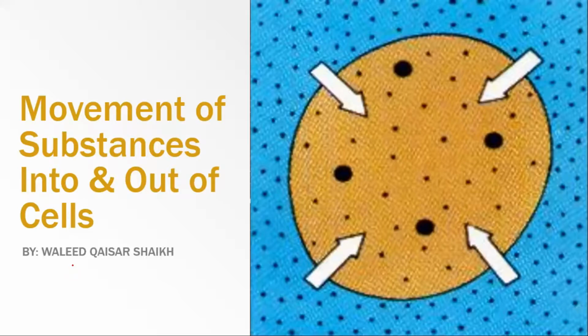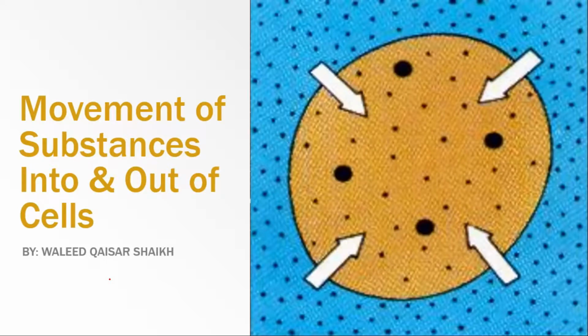Alright, so today our chapter would be movement of substances into and out of cells, which is the sixth chapter of Edexcel biology and the second chapter for O-level biology. So basically in movement of substances we'll be covering all those substances and how those substances move in and out of the membranes through three different processes. Actually there are four, namely diffusion, osmosis, active transport and bulk transport.